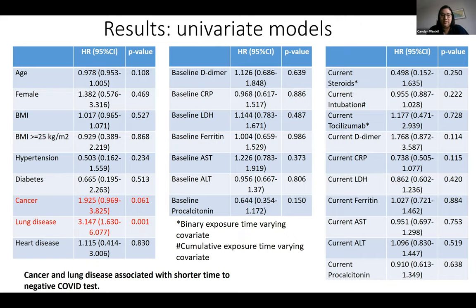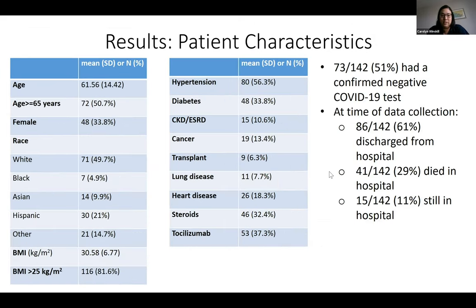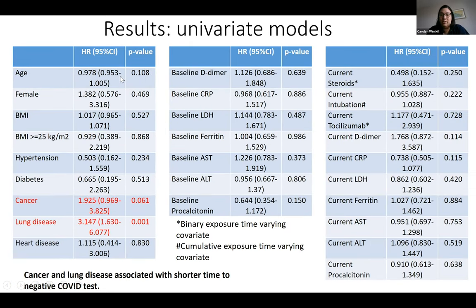And we don't know how to really explain this other than the sample size, or there could be some other confounding. And like I mentioned before, there were a really small number of people that had cancer or lung disease. But you can also see that, although not statistically significant, females were more likely to test negative for COVID-19 sooner. And what you see on the right are the time-varying covariates. I'll give a big overview that I'll just let you see really quickly.